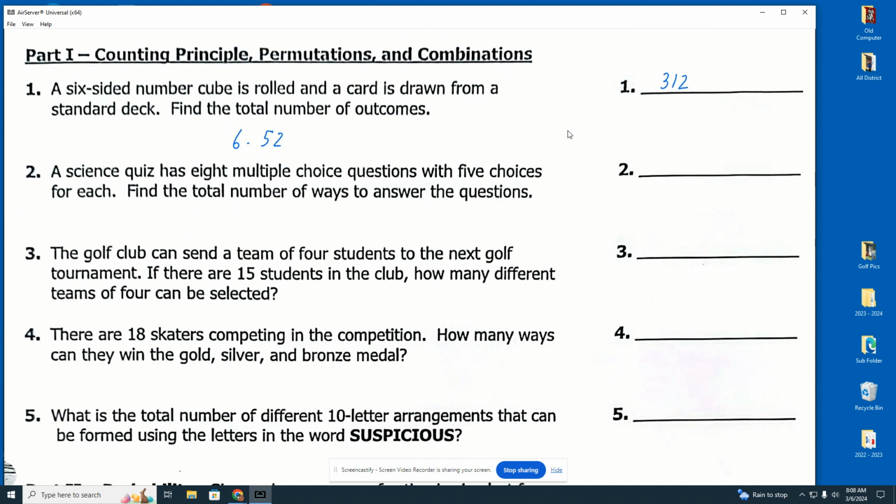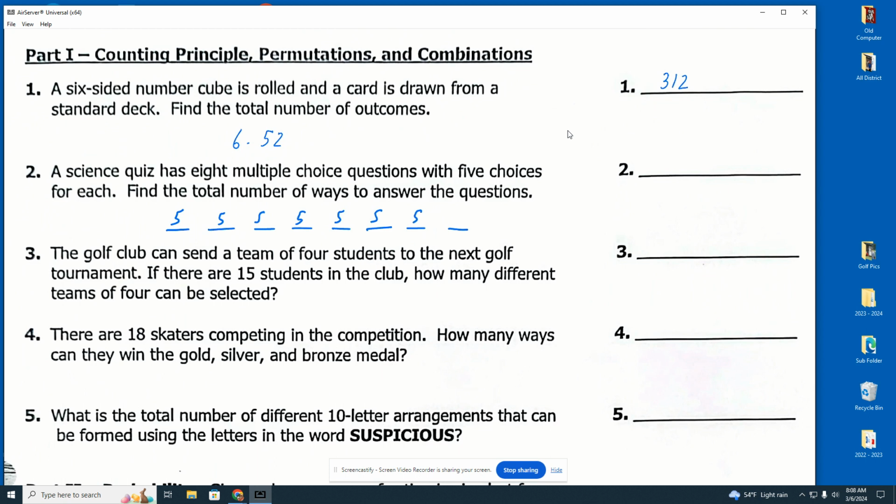Okay, keep moving. Number 2, a science quiz has 8 multiple choice questions with 5 choices for each. Find the total number of ways to answer the question. So, again, we had a problem that was kind of like this with true false. Do you guys remember? So, try to imagine there's 8 different problems, right? Let's see, 1, 2, 3, 4, 5, 6, 7, 8. 8 different problems. Well, how many ways is there to solve every problem? There's 5. So there's 5 here, 5 here, 5 here, 5 here.